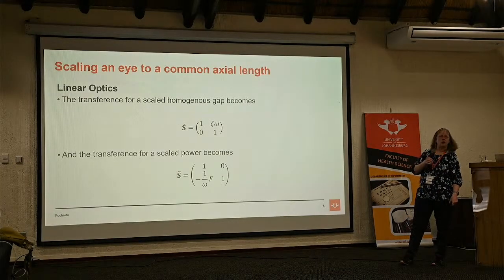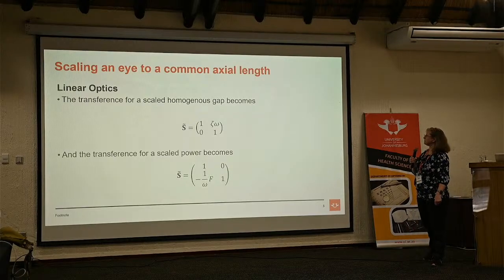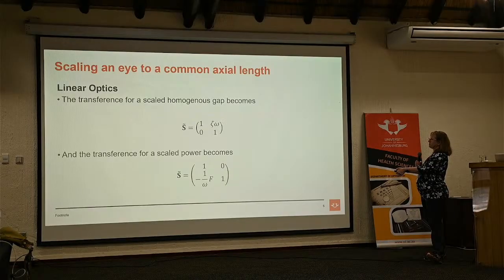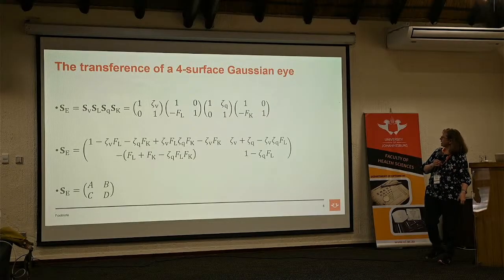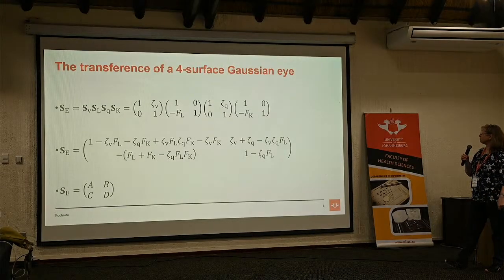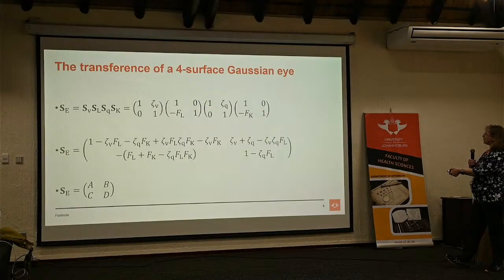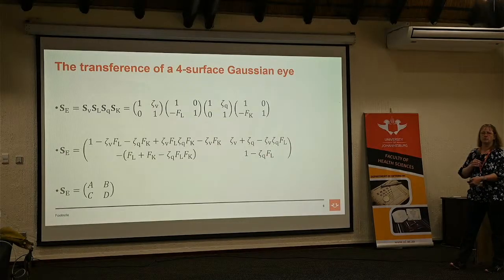If we look at the linear optics, we have the transference of the scaled homogeneous gap, and so we multiply reduced distance by omega, and the transference of a scaled power is simply 1 over omega times the minus F. And then we start multiplying out, and you can see it gets pretty messy quite quickly. So we've got a two-surface eye with 4 matrices: transferences, reduced distances, and powers. And this is what the ABCD look like.